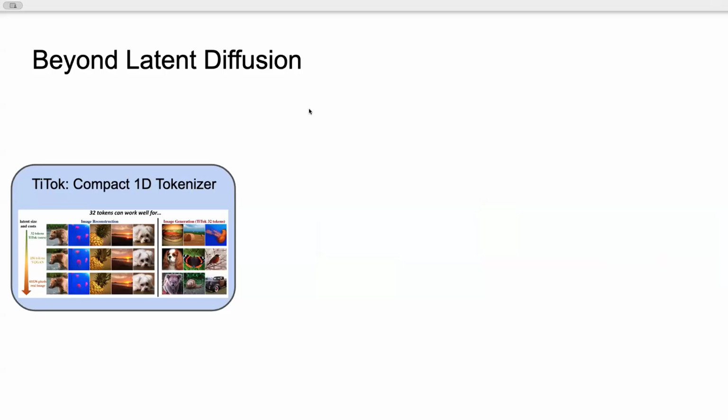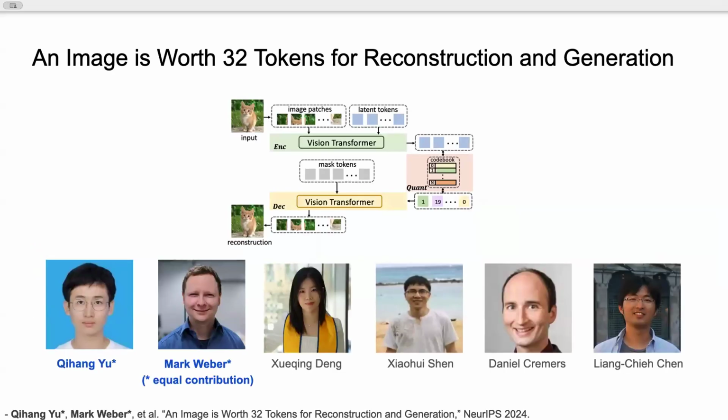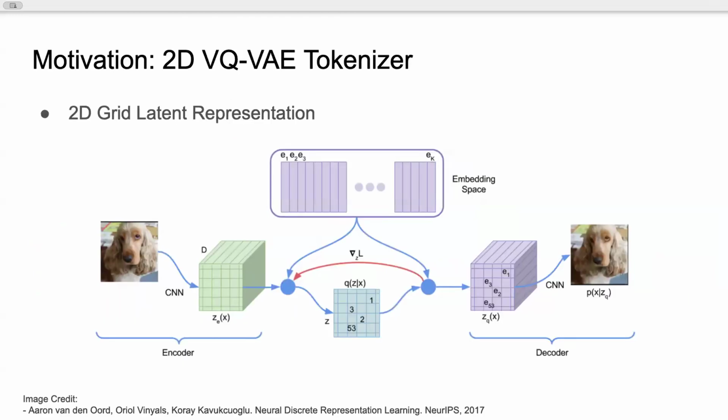Okay. So let's start with TiTok. TiTok was introduced in our 2024 paper, An Image is Worth 32 Tokens for Reconstruction and Generation. Here is the motivation of our work.